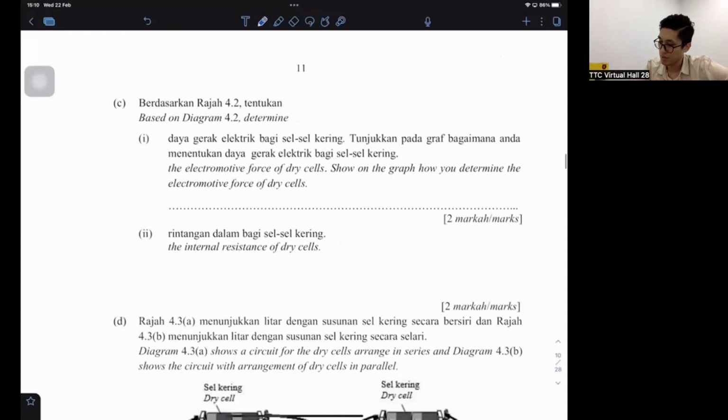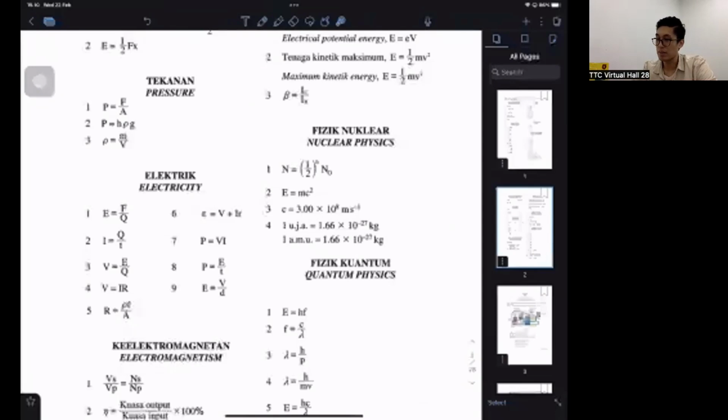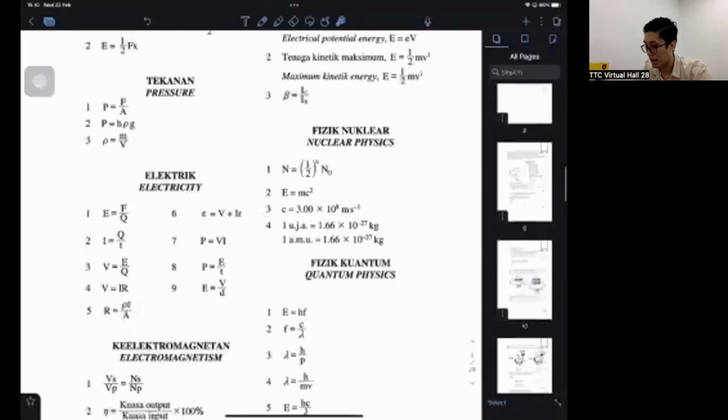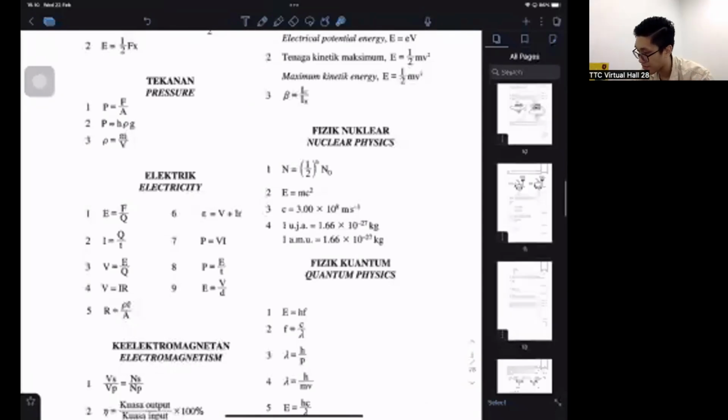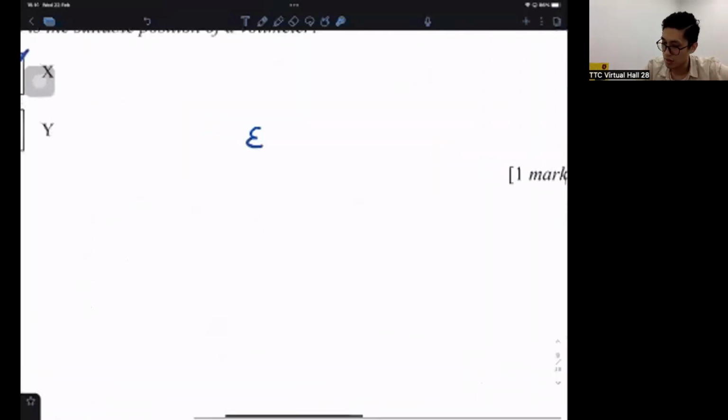So here is back to what we discussed just now, okay? So I just start from scratch. I look at the formula sheet. You can find this in the formula sheet, under electricity, you see the electromotive force. This is the formula: EMF is equals to V plus IR. And then I go back. Okay, so I write it down. Electromotive force EMF equals to V plus IR.